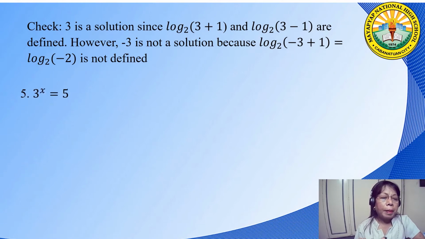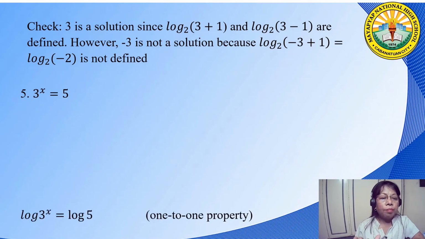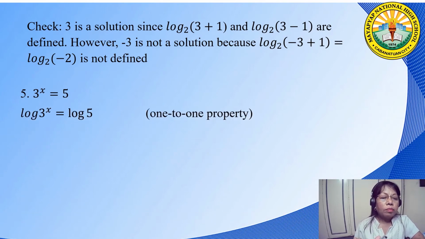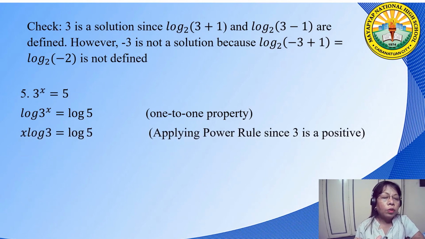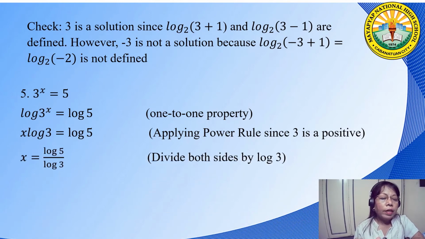So number 5, we have 3 raised to x equals 5. Applying the one-to-one property of logarithm, we have logarithm of 3 raised to x equals logarithm of 5. Then applying the power rule, since 3 is positive, we have x times logarithm of 3 equals logarithm of 5. Then divide both sides by logarithm of 3. So x equals logarithm of 5 divided by logarithm of 3.